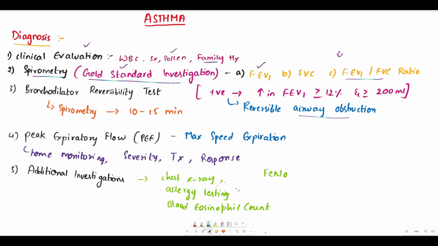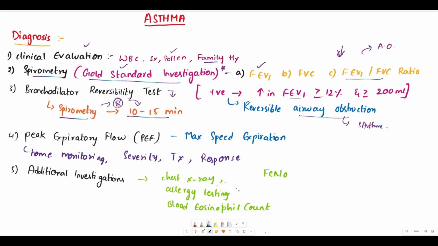Spirometry is the gold standard test for identifying asthma. This is one of the most important tests, and it measures how well the lungs are working by checking the FEV1 and FVC and also their ratio. And this FEV1 to FVC ratio is usually decreased in case of asthma. That will be showing the airway obstruction.